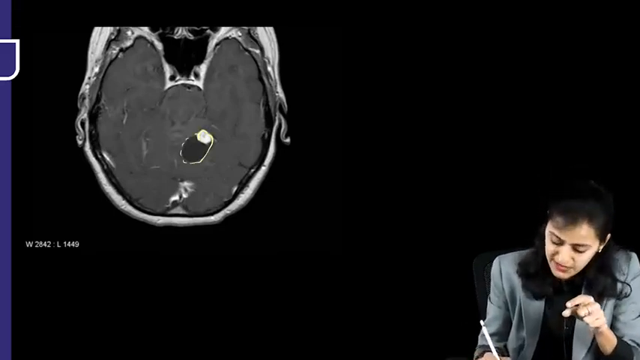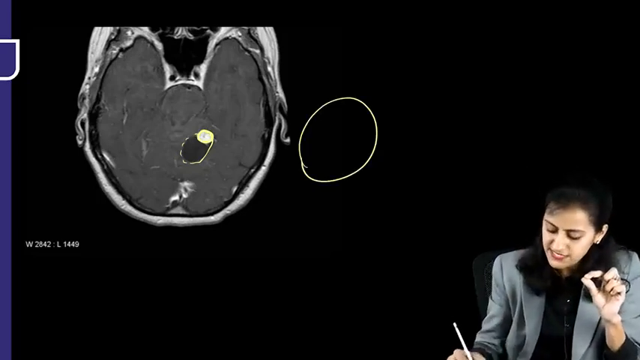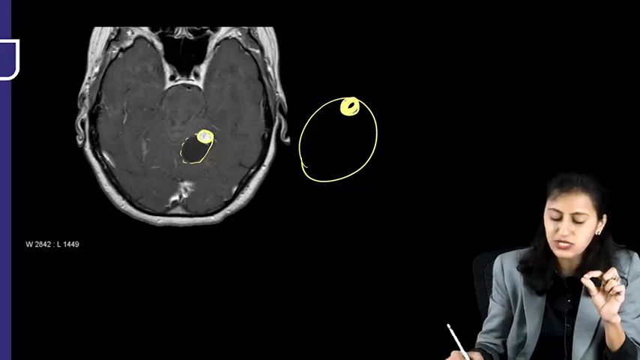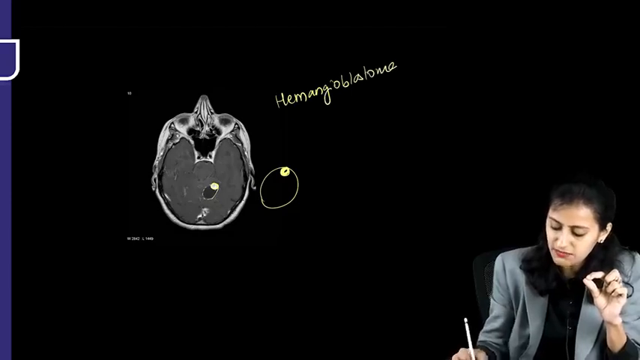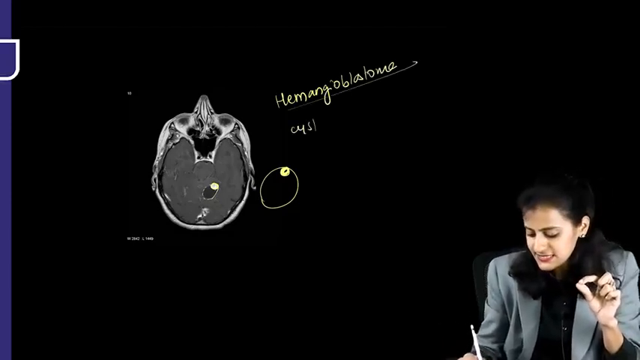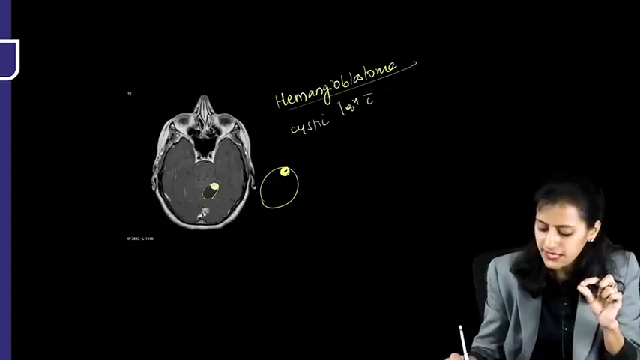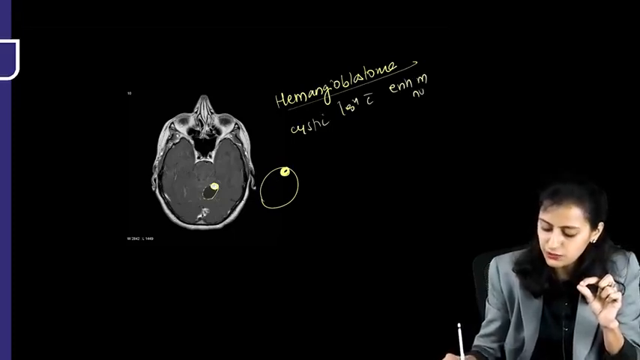Next one, what are we seeing here? So this is a cystic lesion, not enhancing, but with just a nodule enhancing along the wall. So we have a cystic lesion with an enhancing mural nodule, which is seen with hemangioblastoma. Okay, hemangioblastoma is a cystic lesion with enhancing mural nodule.